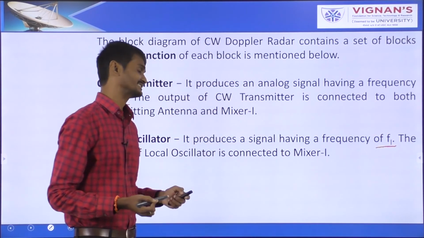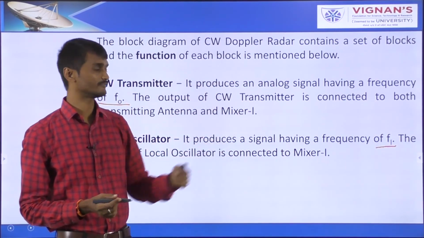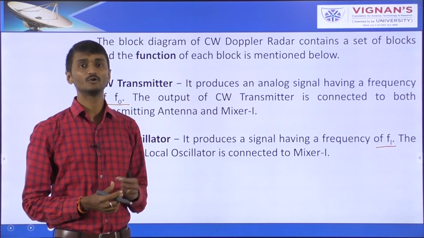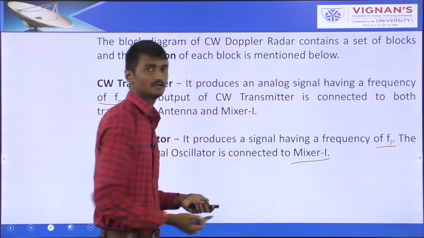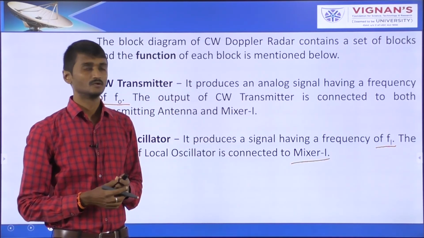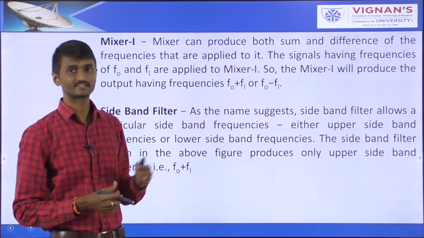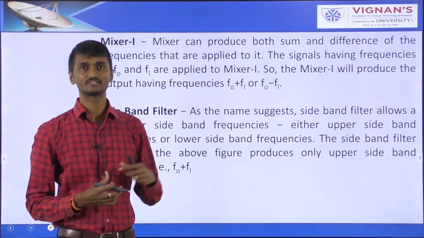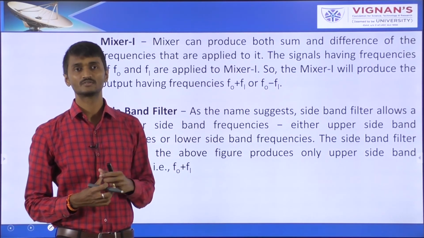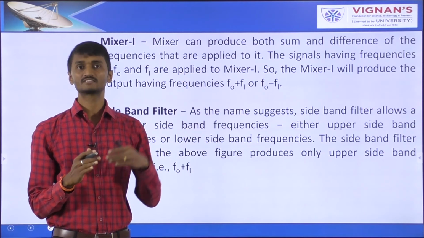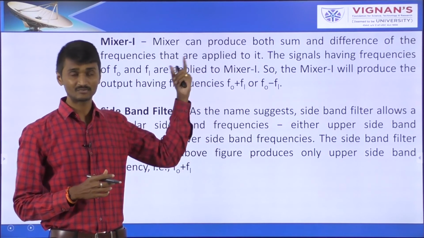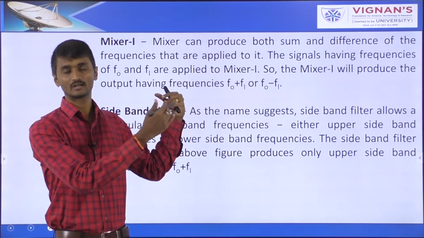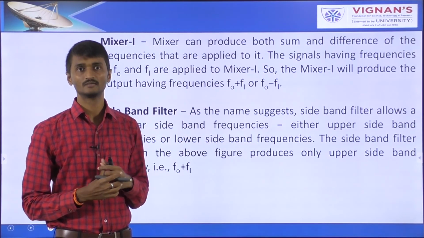Produces the signal having a frequency of FL. The output of the local oscillator is connected to mixer 1, as we have already seen in the block diagram. So next, mixer 1. The mixer can produce both the sum and difference of the frequencies that are applied to it. Here, the transmitted signal and the local oscillator signal are applied to mixer 1.